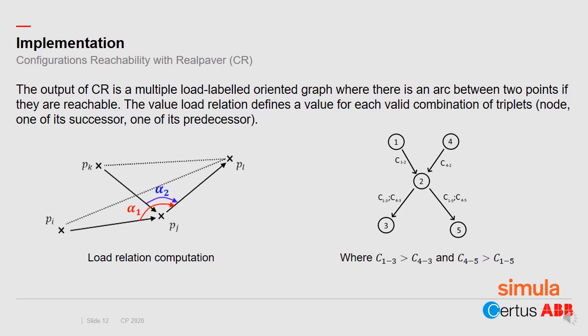So you have an example on the right saying that, for example, if we are going from the node 2 to the node 3, if we are coming from 4, the load of the trajectory will be smaller than if we are coming from 1, because the angle between 1, 2 and 3 is more acute than 4, 2 and 3.